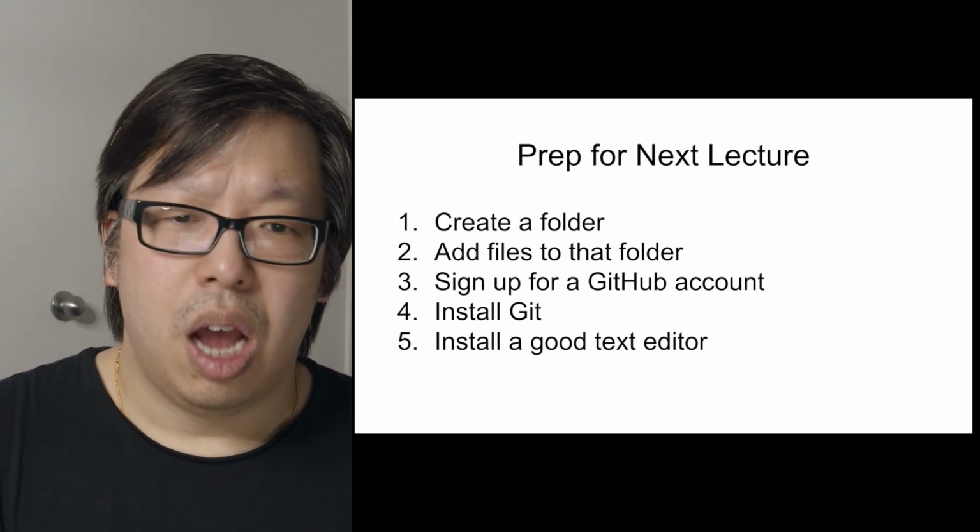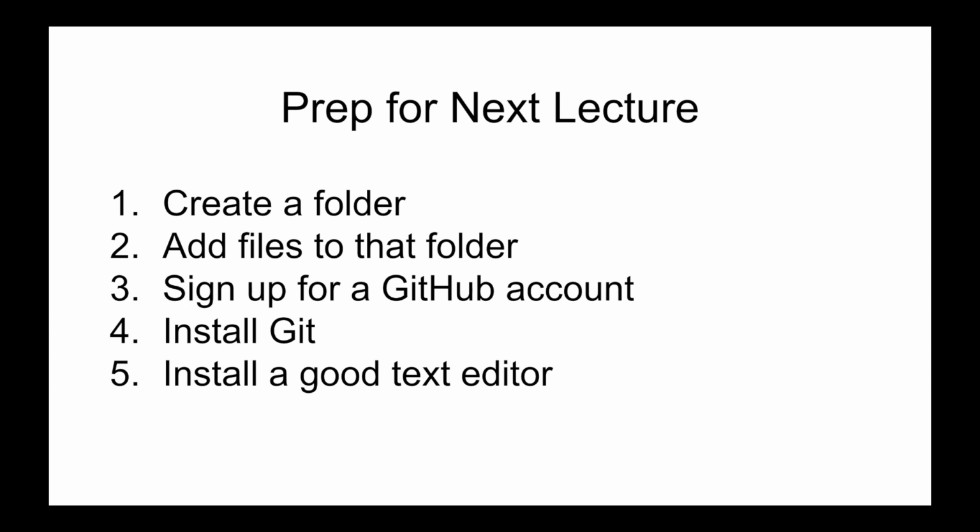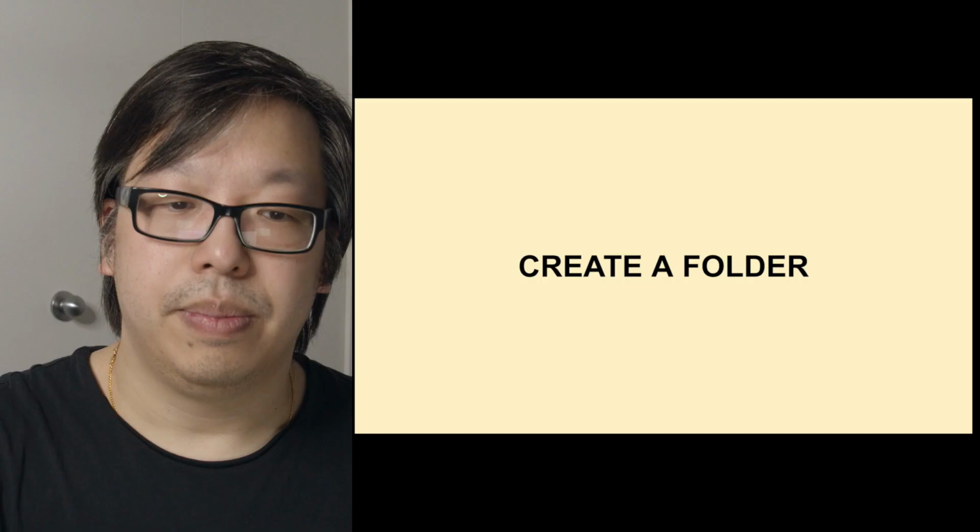All right, so here's what we're going to do. We're going to create a folder. We're going to add some files to that folder. We're going to sign up for a GitHub account, and then we're going to install Git and install a good text editor. Those are the 5 things we're going to do to prepare to learn Git.